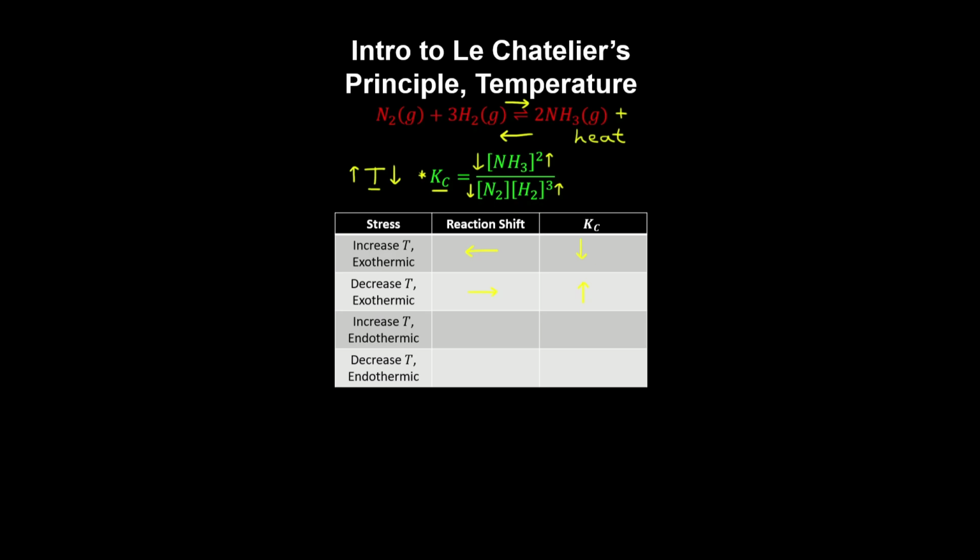And in the case of an endothermic reaction, we will treat the heat being added as a reactant, and I'll leave it for you to think about and verify that the shifts in the reaction will be in the opposite direction to the exothermic reaction. And similarly, the magnitude of the equilibrium constant would increase with an increase in temperature and decrease with a decrease in temperature for an endothermic reaction.